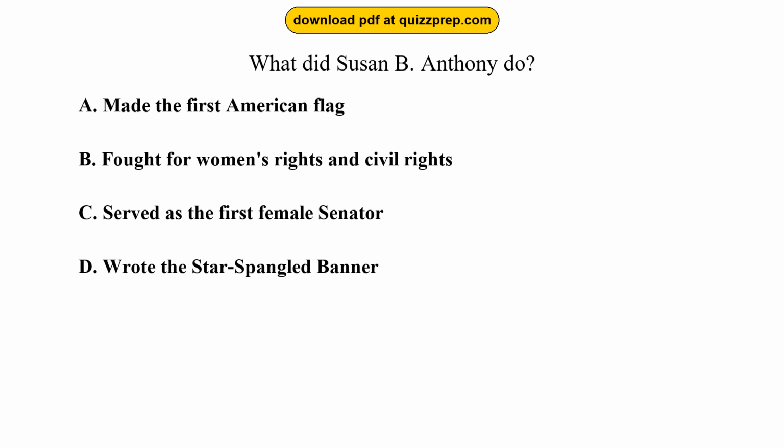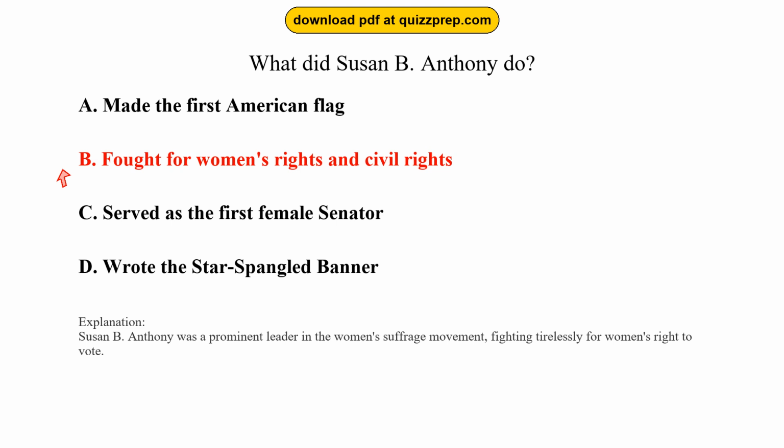Question 4. What did Susan B. Anthony do? Option A, made the first American flag. Option B, fought for women's rights and civil rights. Option C, served as the first female senator. Option D, wrote the Star-Spangled Banner. The correct answer is option B, fought for women's rights and civil rights. Susan B. Anthony was a prominent leader in the women's suffrage movement, fighting tirelessly for women's right to vote.